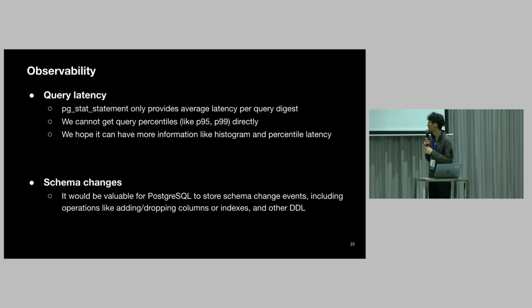Schema changes, yeah. It would also be great if Postgres could store some schema change events, including operations like adding or dropping columns or indexes, or other DDL. Right now, I think we are using a monitoring tool for such a purpose. But it would be great if Postgres could store that information directly, so that we have better monitoring and tracking of schema changes.